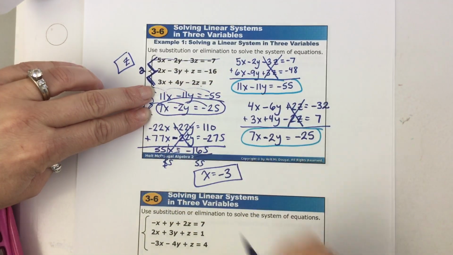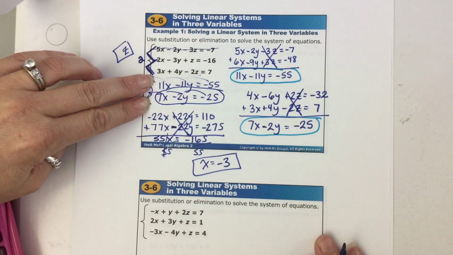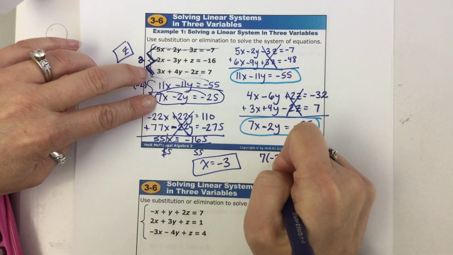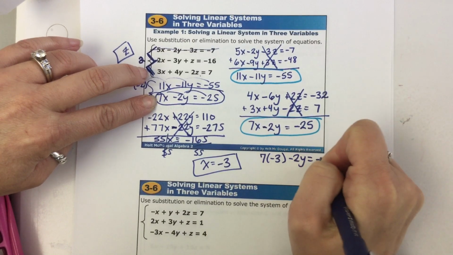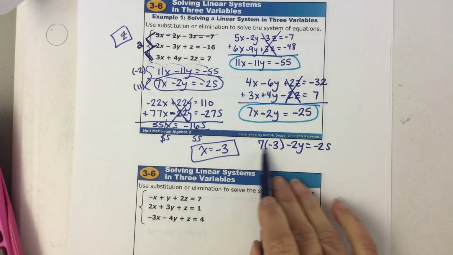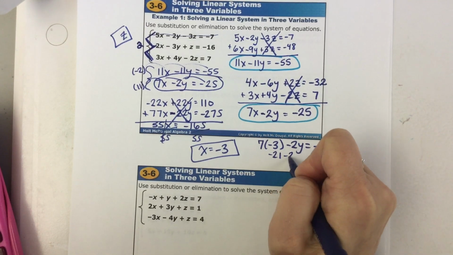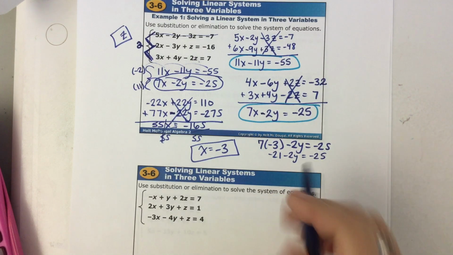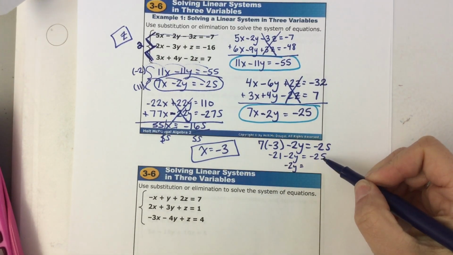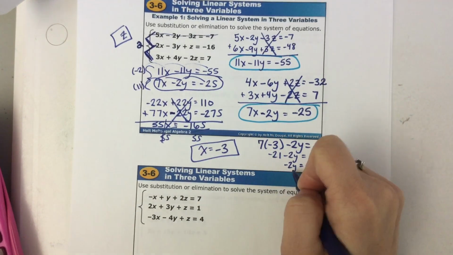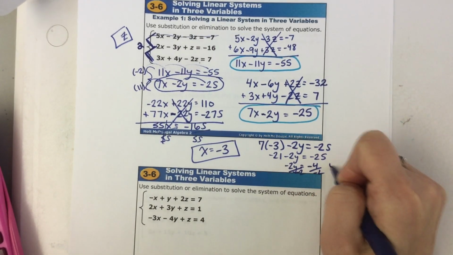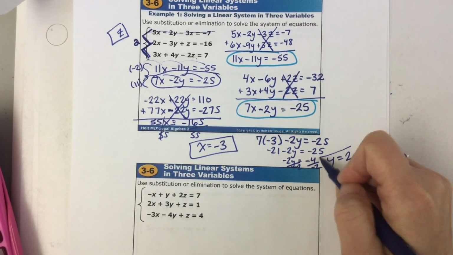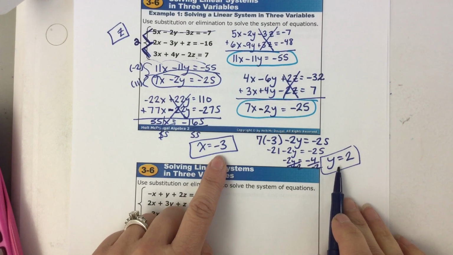I'm going to fill it into here. It does not matter which one you fill it into. As long as you do the math correctly, you will get the same answer. So 7 times x, which is negative 3, minus 2 times y equals negative 25. Positive 7 times negative 3 is negative 21, minus 2y equals negative 25. If I add 21 to the other side, negative 25 plus 21 is negative 4. Divide both sides by negative 2. Negative divided by a negative is a positive. 4 divided by 2 is 2. So x is negative 3, y is 2.